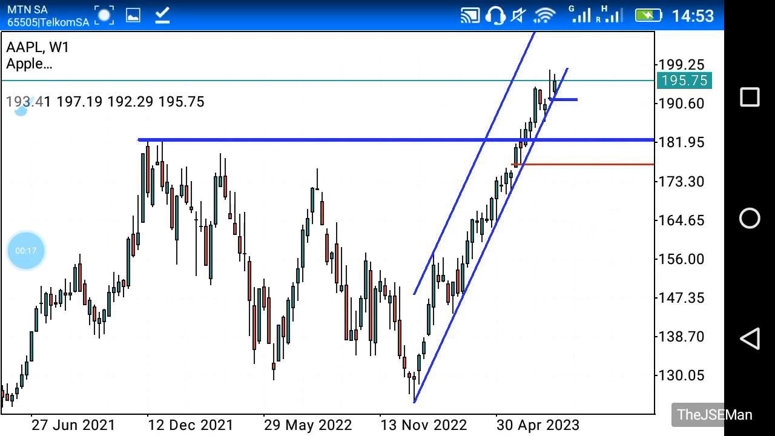So what we will do in regards to the analysis of Apple is identify the market structure, market patterns that we should be paying attention to, key support and resistance levels, important candlestick patterns, as well as levels at which we should be looking for those potential buying and selling opportunities.